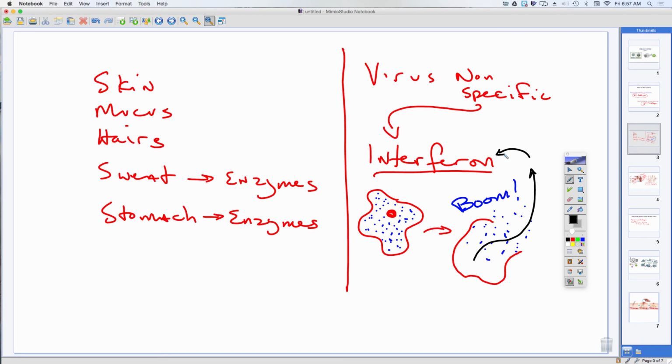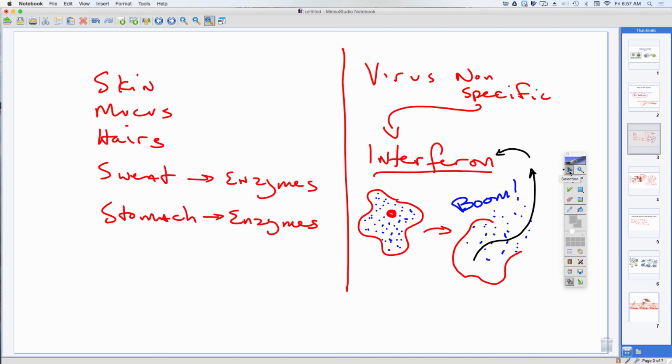And interferon interrupts the ability of a virus to invade other cells. It's not a perfect system, but it does something. It helps initiate that immune response, and it is targeted to all viruses. So again, it's part of that innate immune response.